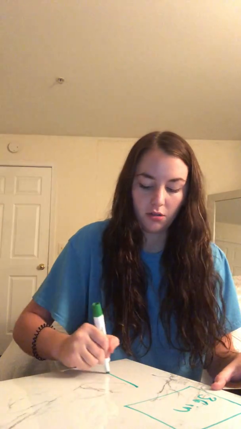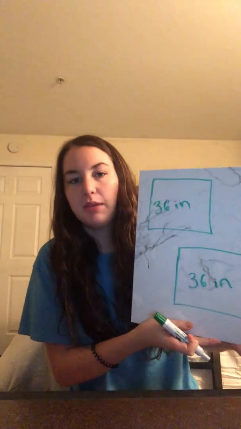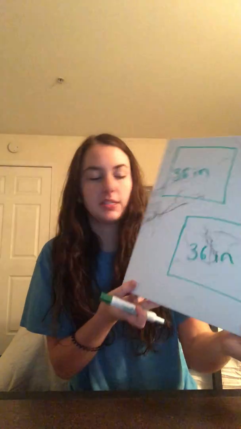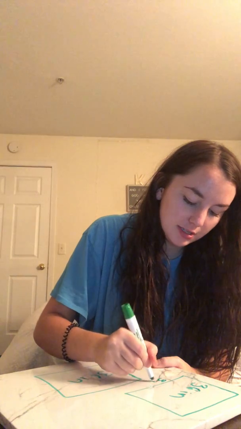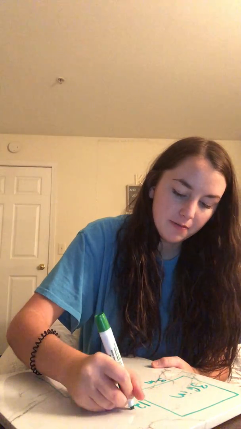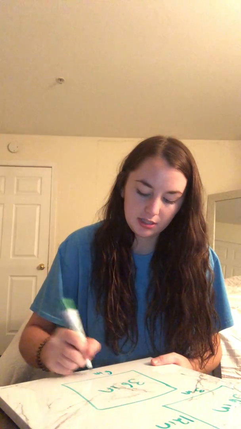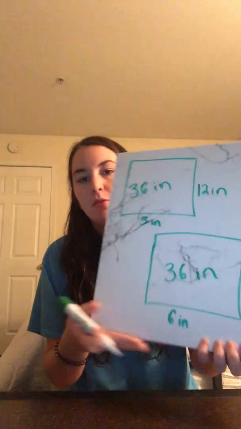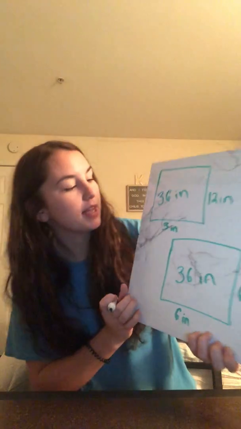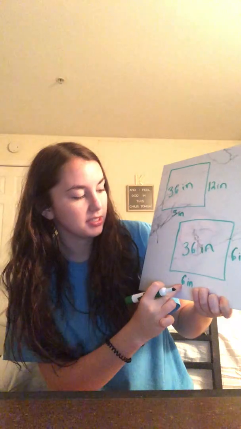And I'm gonna draw two squares that each have this. Okay, so as you can see, we have two squares that are both 36 inches. So they told us that the length in this one is 3 inches and the width is 12. And the next one is 6 inches and 6 inches. So we know that the area for both of these is 36, and that is because 12 times 3 is 36 and 6 times 6 is 36.